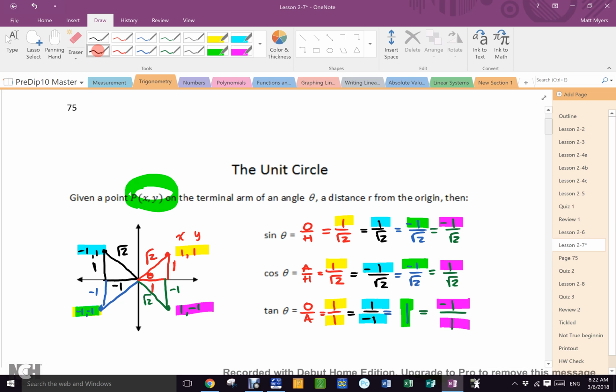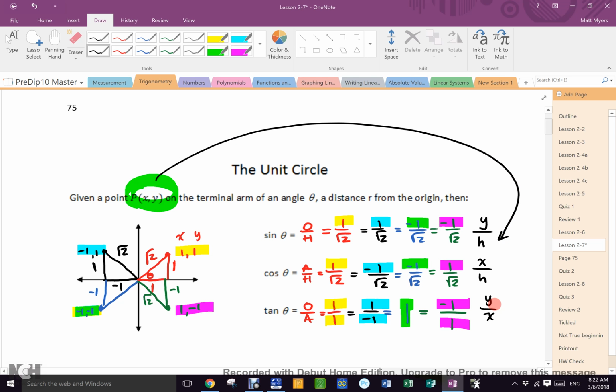All right, who would like to talk to me? Lena. They're the same as x and y, aren't they? So not only is sine O over h, it's also y over h. What's cos? X over h. And what's tan? Y over x. So if you ever have coordinates, you also know these.